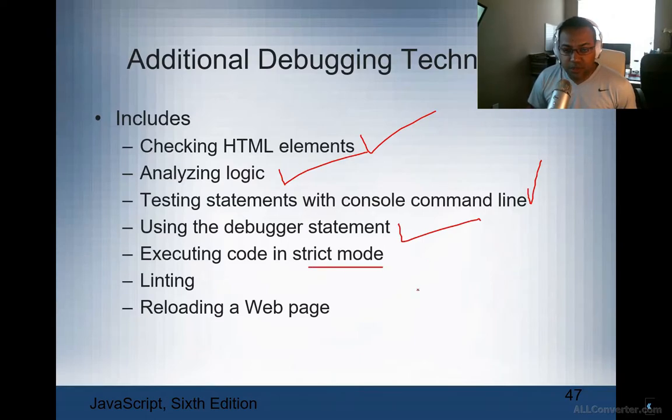Executing code in strict mode. This is something we didn't talk about today, but in chapter 3 we talked about strict HTML. In strict mode, things can be a lot more constrained. Remember that JavaScript is a loosely typed language and it's dynamic, so it gives you a lot of leeway in what you can and can't do. Executing your code in strict mode will give you the ability to see how it's supposed to operate with every rule applied.